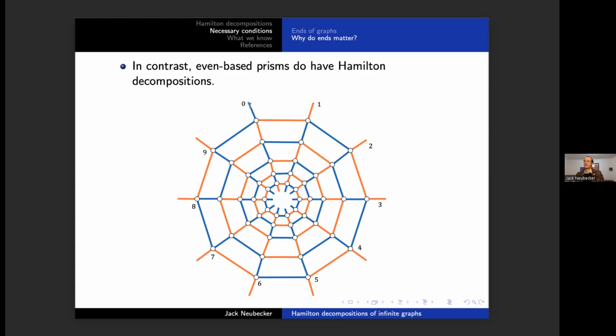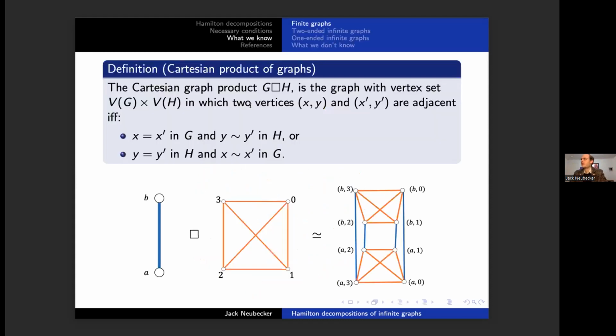So we get this decomposition that has a nice translation symmetry that lines up perfectly with the symmetry of the prism. So let me formalize a little bit more what I mean by these infinite prisms. If you're familiar with the Cartesian product of graphs, then it's the standard definition. If you're not, don't worry too much about the notation.